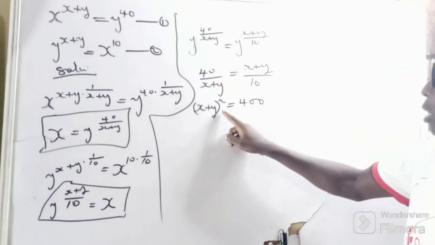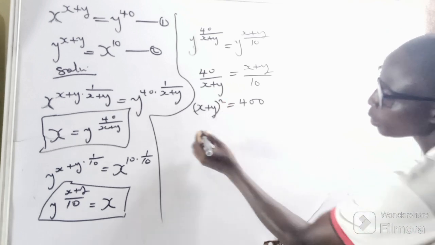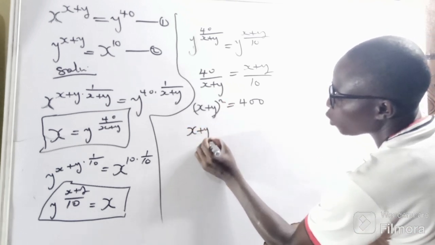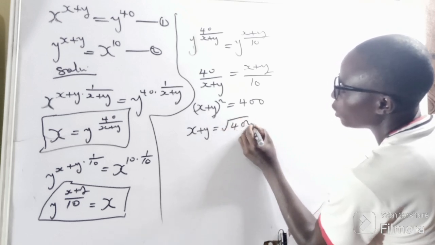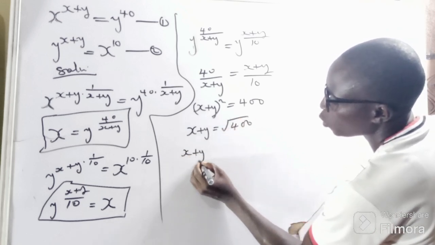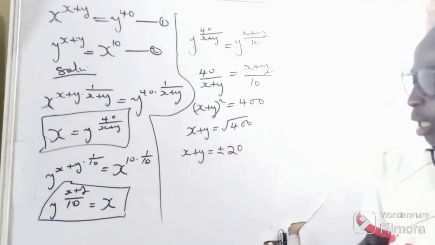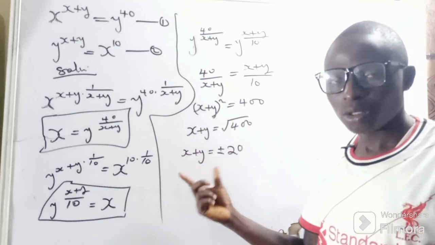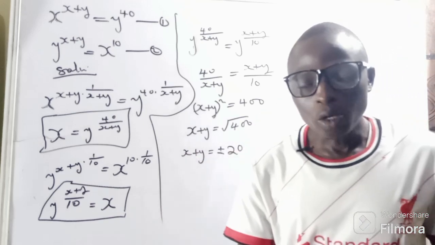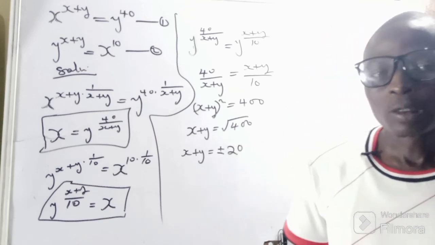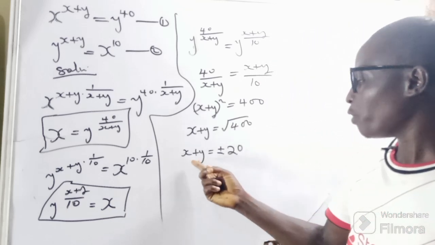So if that is the case, I need to take the square root of both sides in order to get rid of this square. So I'm going to have x plus y is equal to the square root of 400. That means x plus y is equal to plus or minus 20. I can see this is just one equation with two unknowns. But are we satisfied that we have the values of x and y here?